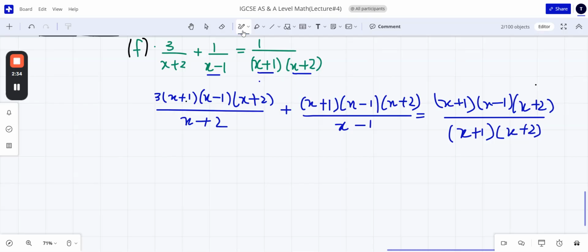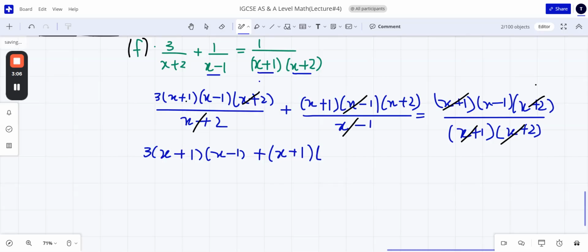So here at the top one we have x plus 2, at the bottom one we have x plus 2, both will cancel. Same as it is, x minus 1 and x minus 1 will cancel. And here x plus 2, x plus 1, both will cancel. So what is left now? 3 into x plus 1 into x minus 1 plus, what is left? x plus 1 into x plus 2 equals to, only x minus 1 is left.